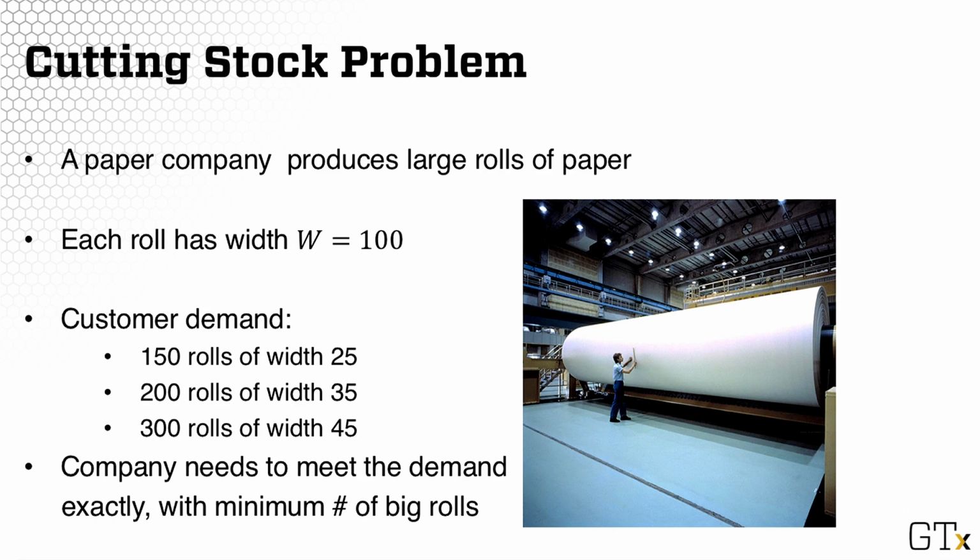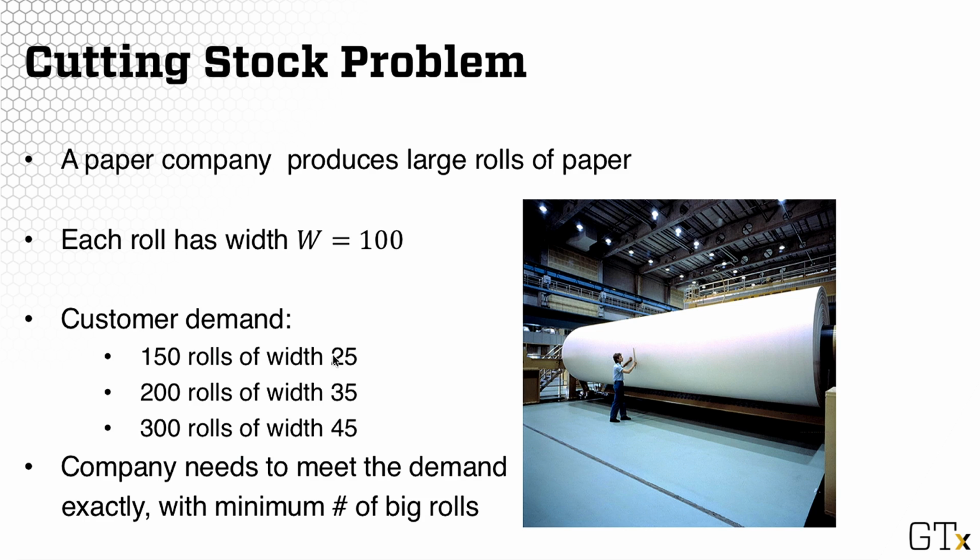So again, this is a cutting stock problem. A paper company produces large rolls of paper, and customers demand smaller width rolls, with different numbers of rolls for each type of demand. And the company needs to meet the demand, meaning to completely satisfy the demand exactly, and to minimize at the same time the total number of big rolls used to satisfy demand.